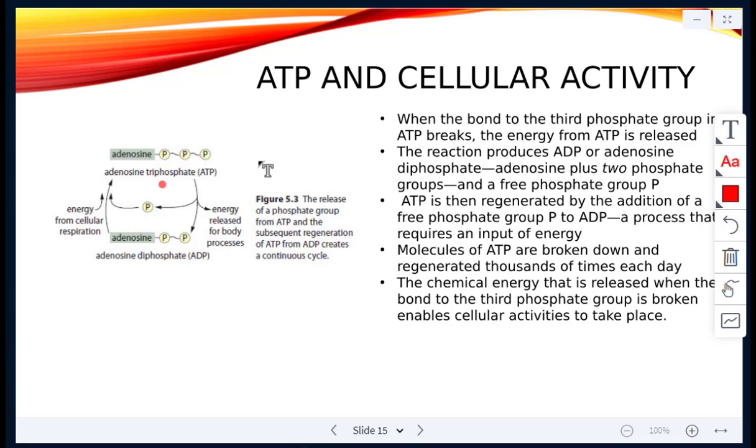Again, we have ATP here. One of the phosphates is going to break off. Energy is going to be released for body processes. It's going to form ADP. You have 1 free phosphate floating around. Eventually, it's going to regenerate to ATP again, and the cycle will continue.